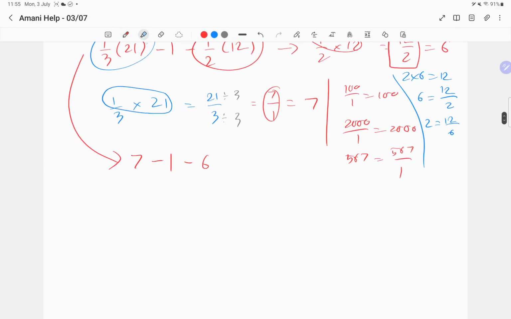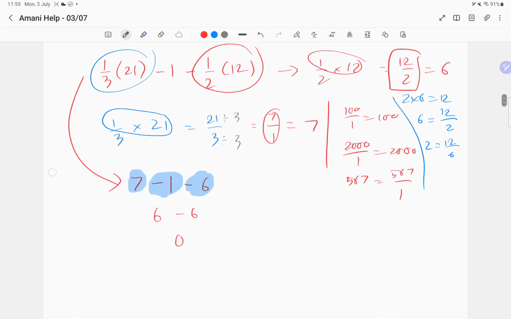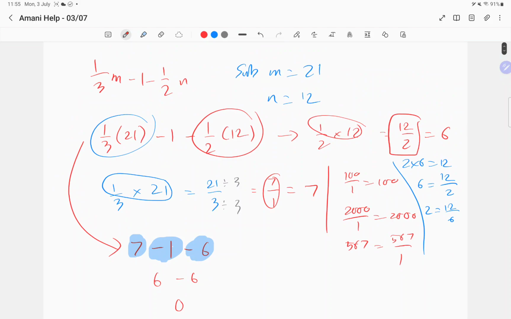And note that when you see this, you need to see them as terms, and the terms come with the sign in front of them. So 7 minus 1 is 6, minus 6 is 0. So that's the answer for this question here.